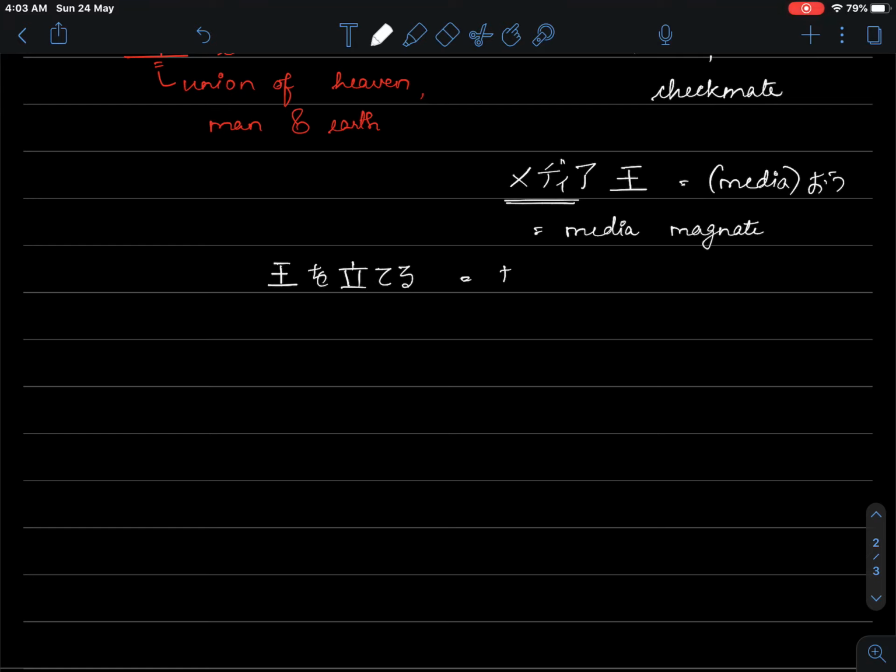Okay, this is read as O Tateru. You know that Tateru, this Tateru means establish. How do you establish a king? You enthrone them. So O Tateru means you enthrone a king. Okay, next one.